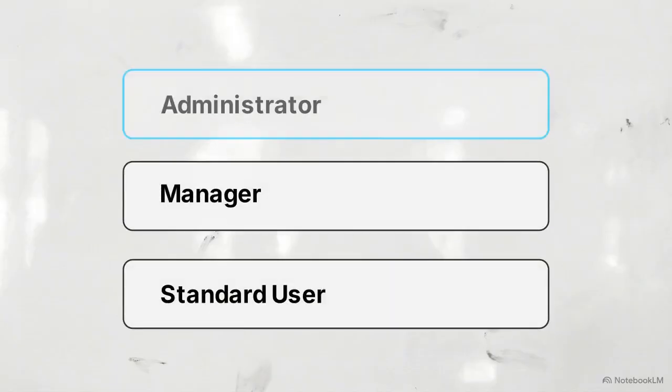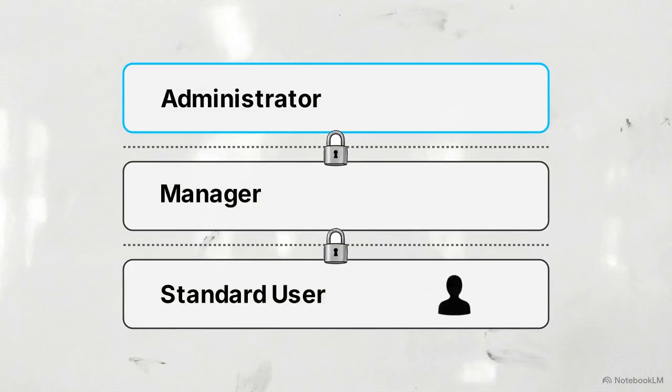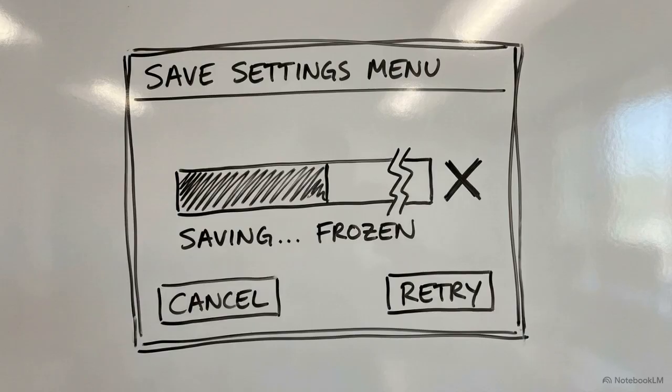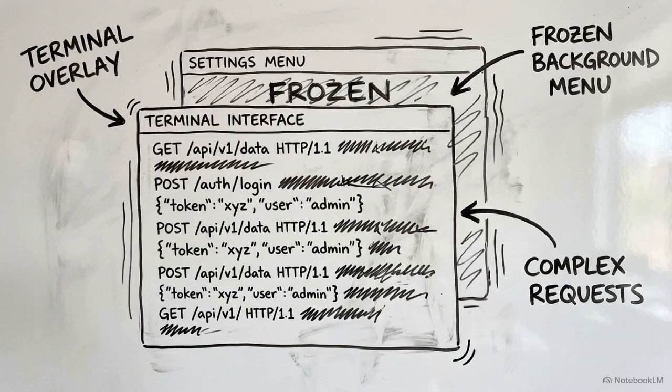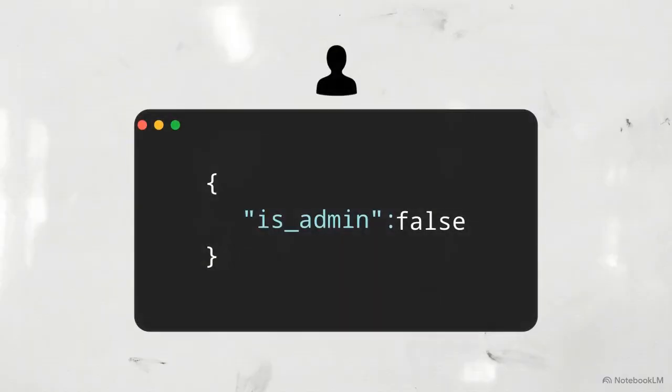Vertical privilege escalation is more targeted. This involves moving from a standard user role up to an administrative role by exploiting logic flaws in the application's hierarchy. One method involves intercepting the request sent during a routine settings update. We use a proxy tool to pause the request and examine the underlying code. Within the JSON body of the request, we may find a field defining the user's role. By changing this value from false to true, we are attempting to promote our own account permissions.